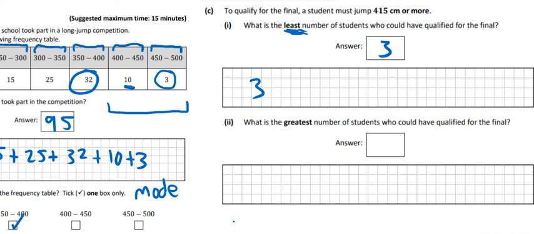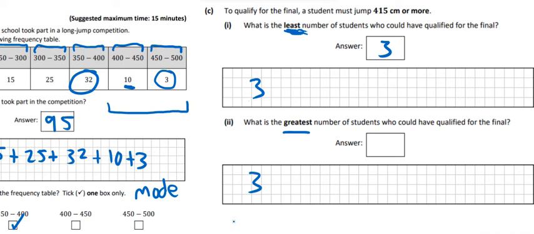And then what is the greatest number? So it's kind of the opposite of the first part. What's the greatest number of students who could have qualified for the final? Well, again, the 3 students there who jumped between 450 to 500, they have to be in the final anyway because they jumped way above the 415.